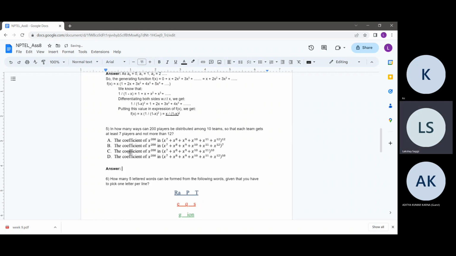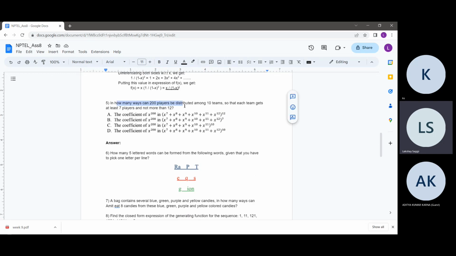In the fifth question, it's asking in how many ways can 200 players be distributed among 10 teams so that each team gets at least 7 players and not more than 12. So what we have is basically 200 players and we need to divide them into 10 teams. Every team needs at least 7 players, but should not consist of more than 12 players. So this is our goal here, we need to find such a division.